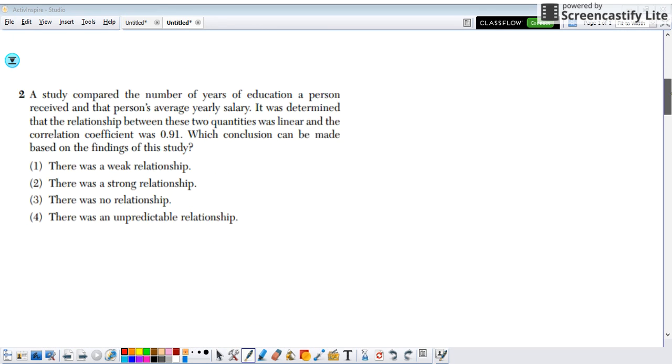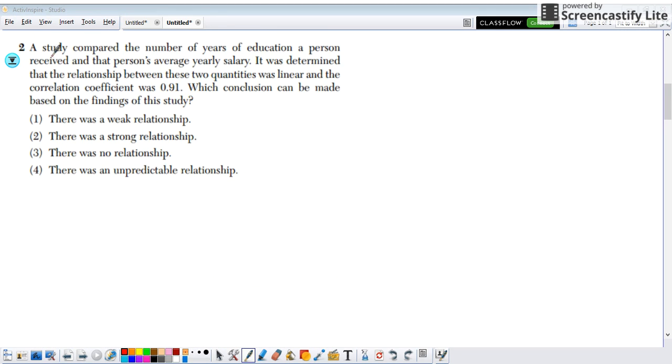Now, in the following example, it is saying that a study compared the number of years of education a person received and that a person's average yearly salary. It was determined that the relationship between these two quantities was linear and that the correlation coefficient, which is a keyword, correlation coefficient, was 0.91. Which conclusion can be made based on the findings of this study?